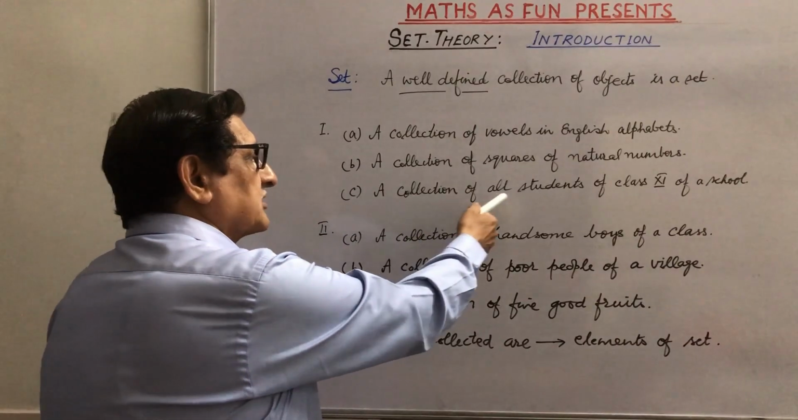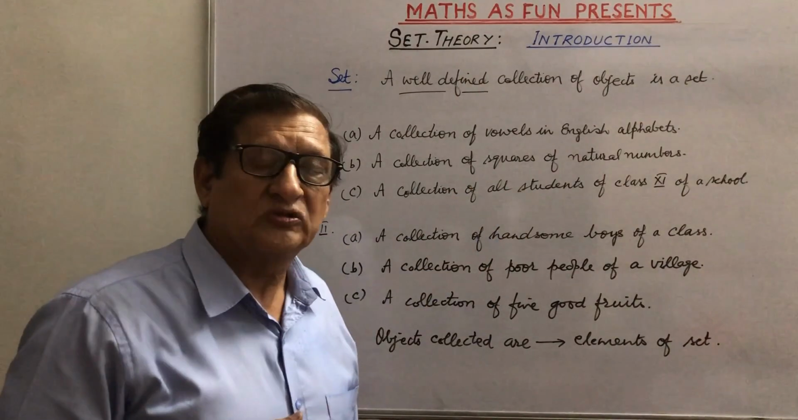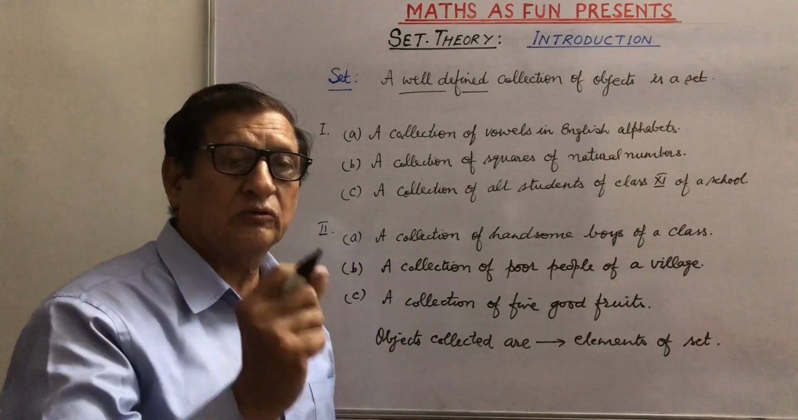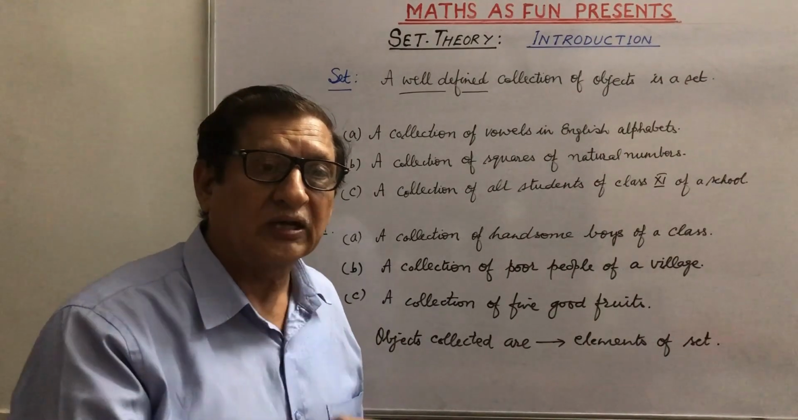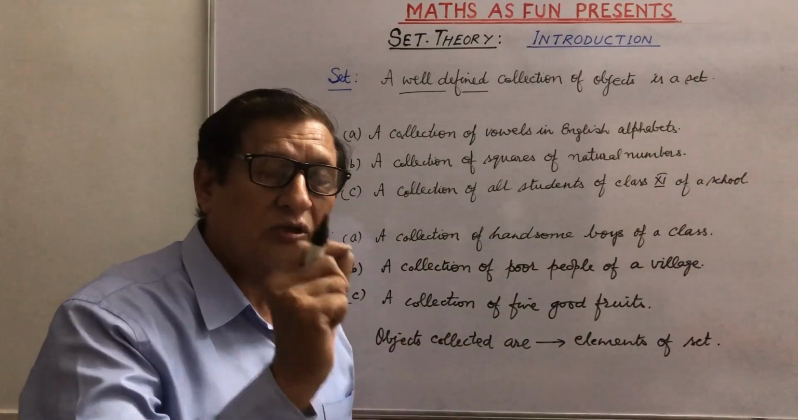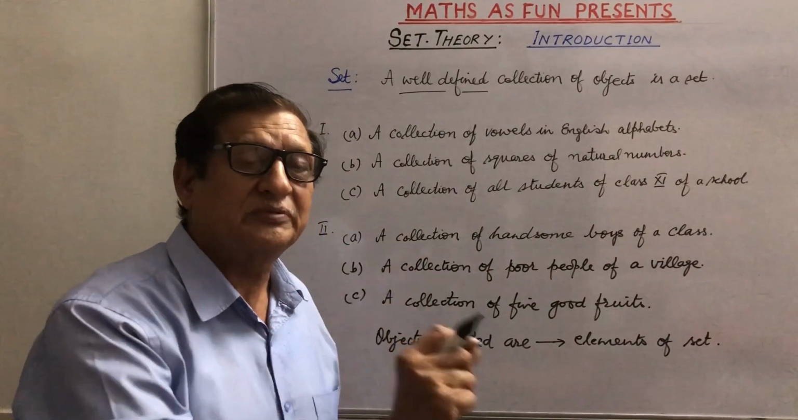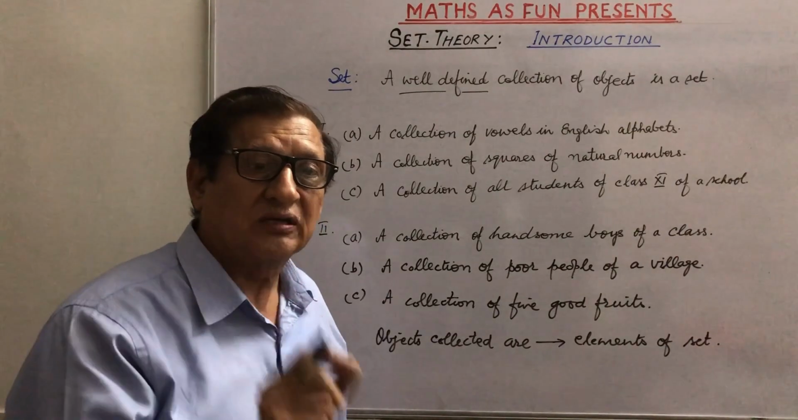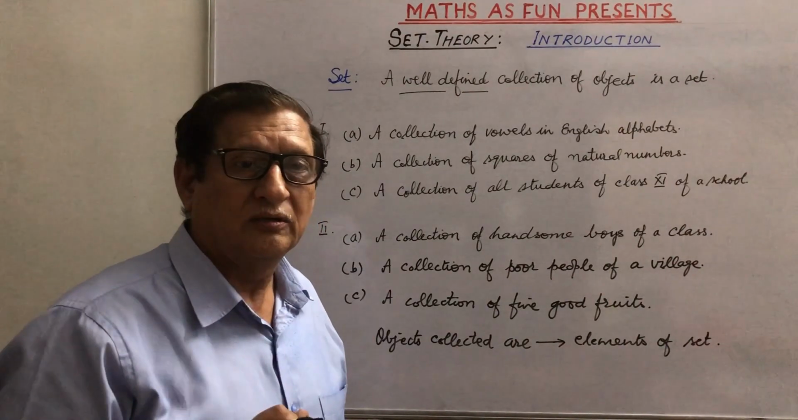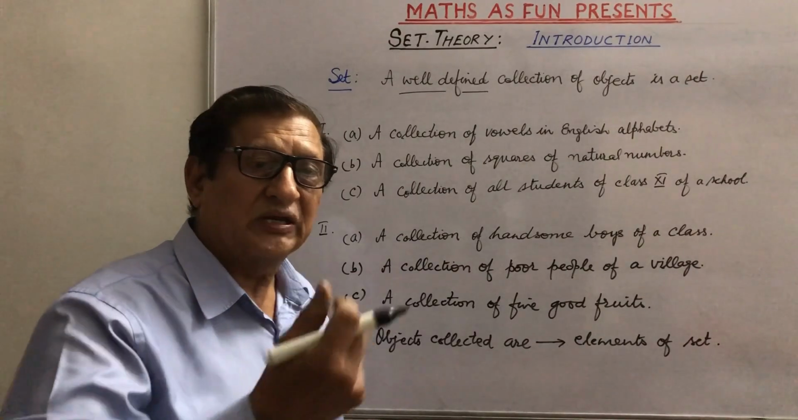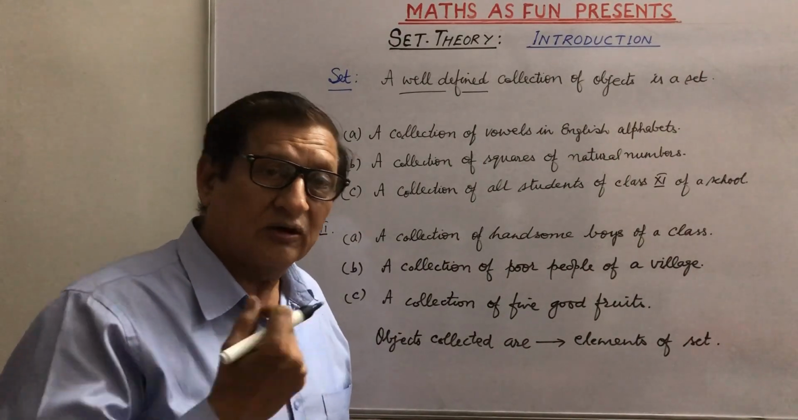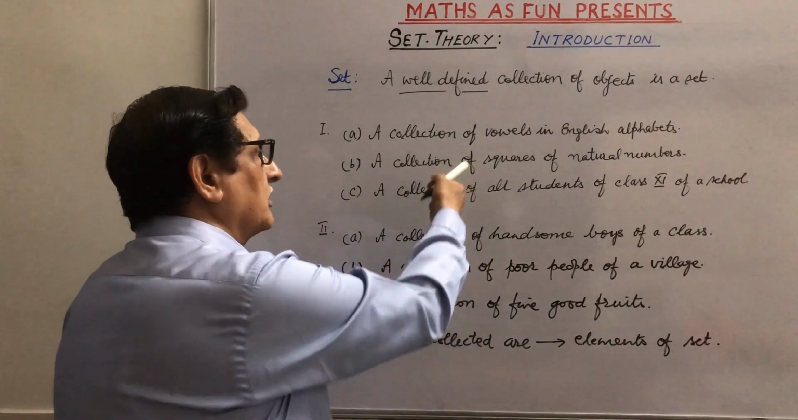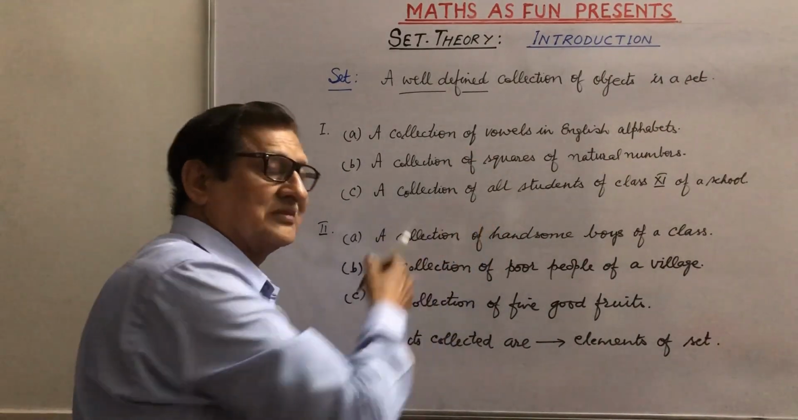Third is a collection of all students of class 11th of a school. Here we find that in this particular collection, the common property is that all the students, all the boys or all the girls taken in that group, are students of class 11 of a particular school. They can't be from any other class. They also have this particular common property. And hence these all can be represented as sets.